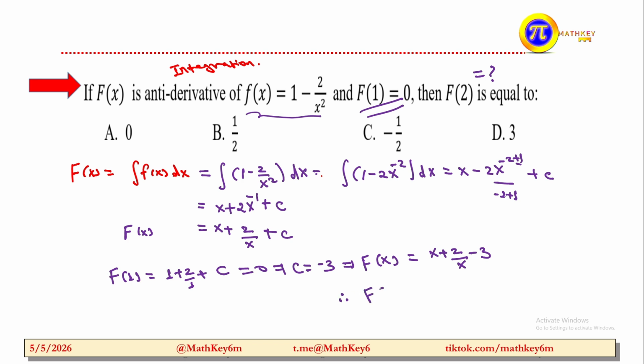So F(2) equals, instead of x we insert 2: 2 plus 2 over 2 minus 3. 2 over 2 is 1, 1 plus 2 is 3, and 3 minus 3 equals 0. The result for this is 0, so the solution is choice A, since F(2) equals 0.